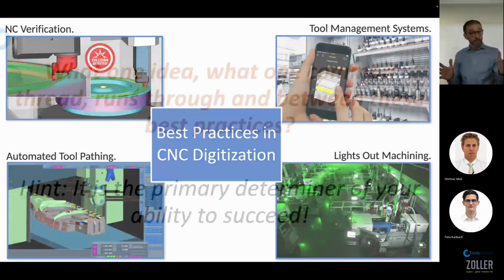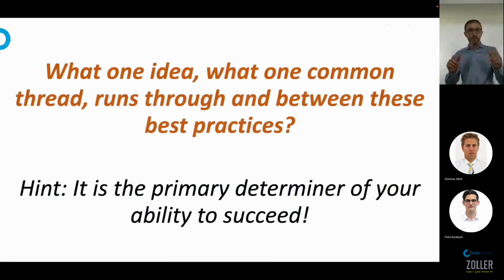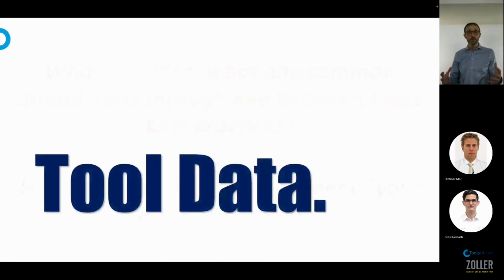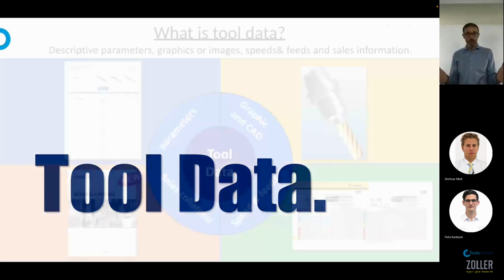But before we dive into that anymore, I got to ask you a question, right? What one idea, what common thread runs between and through all of those best practices? And my hint to you is that it's kind of an important thread. It is the primary determiner of your ability to succeed. If you don't have this part right, the rest isn't going to work out for you so well. Well, what's the answer? We're talking about tool data. We're talking about having a proper foundation of accurate, high quality, well-developed information about your tooling sets. Everything from the models that Dietmar talked about and others, right?